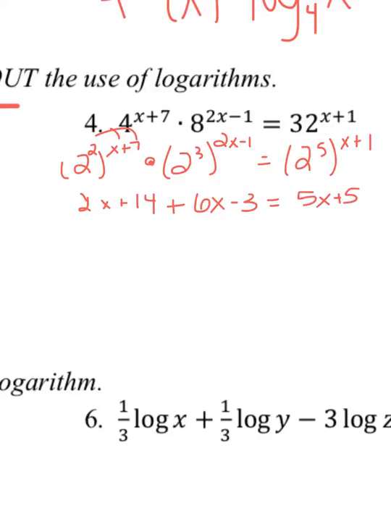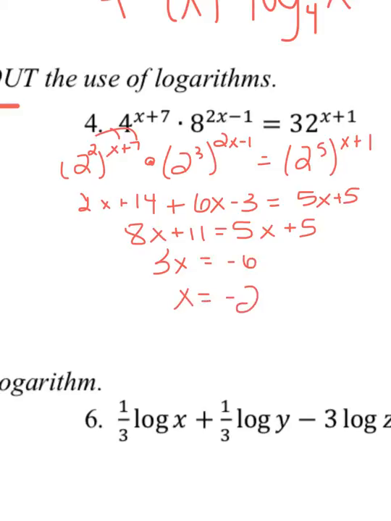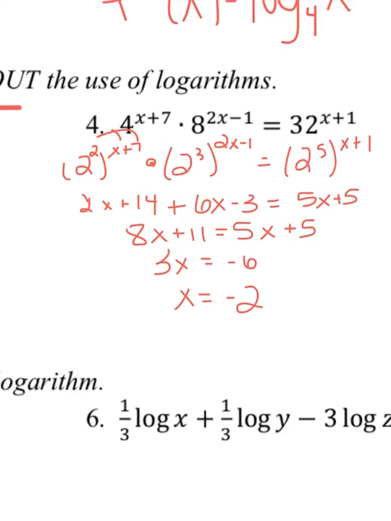On the left side, this would give me 8x plus 11 equals 5x plus 5. If I subtract the 5x, I get 3x. If I subtract the 11, I get negative 6. So x is equal to negative 2 for number 4.